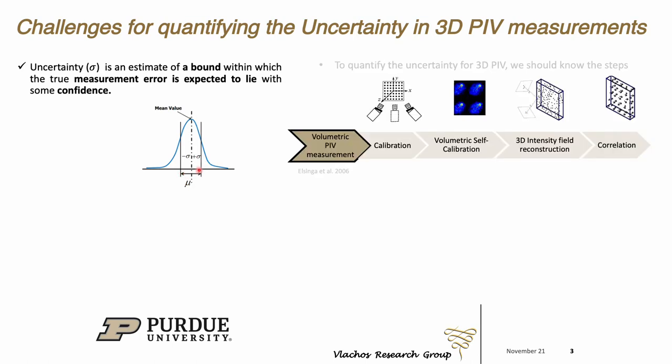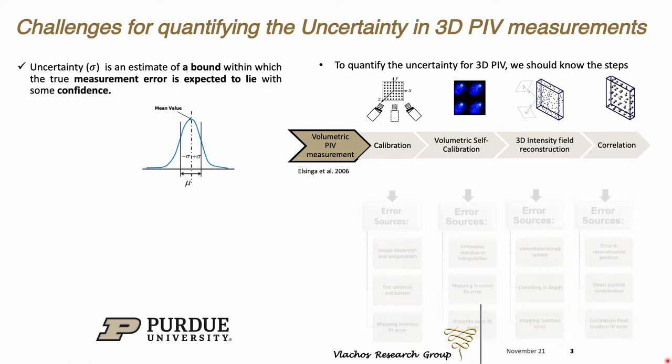To quantify the uncertainty for 3D PIV, we should know the procedure and error sources in each step. To do 3D PIV, we have multiple cameras, and each camera will give us a 2D intensity field of the object. Based on the camera configuration and calibration and self-calibration process, we will create the mapping function. And this mapping function can be used to create reconstructed intensity field from 2D images. At the end, these reconstructed volumes will go through the correlation process to obtain the displacement of the particle pattern.